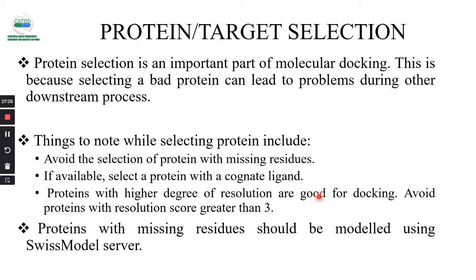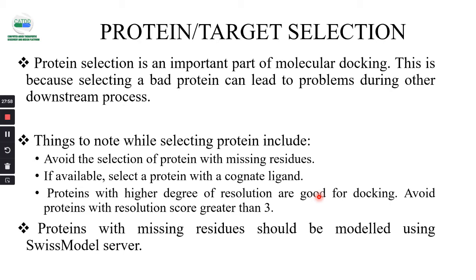As the resolution score increases, the degree of resolution decreases. I will be showing us that when we go to the Protein Data Bank. So we should avoid selection of protein with missing residues. If available, we should select a protein that has a co-crystallized ligand, and we should select protein with good resolution scores. In case what you have on PDB is a protein that has some missing residues, you can easily model that protein.